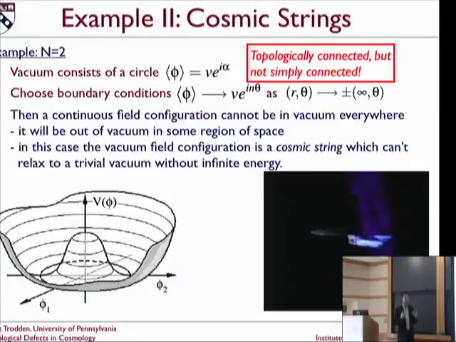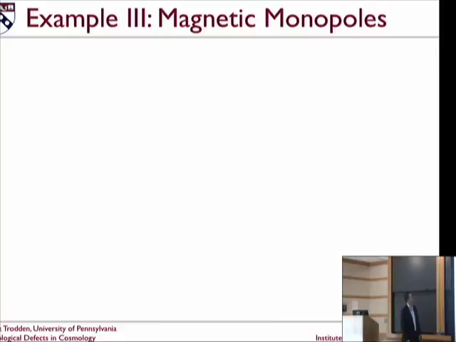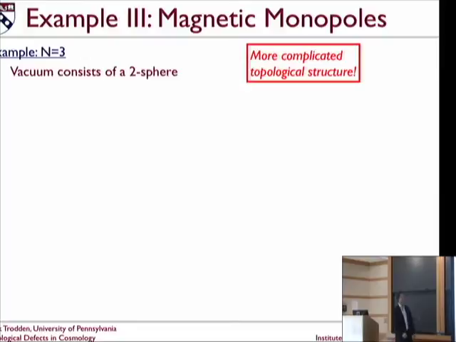Now, these are the things, by the way, that I'm going to spend almost the whole talk talking about, for reasons that I'll try to make clear in a moment. So finally, well, not quite finally, what about if I take three of these fields? Then my vacuum's a two-sphere. The topological structure is, again, a little more complicated, as we'll see on the next slide.